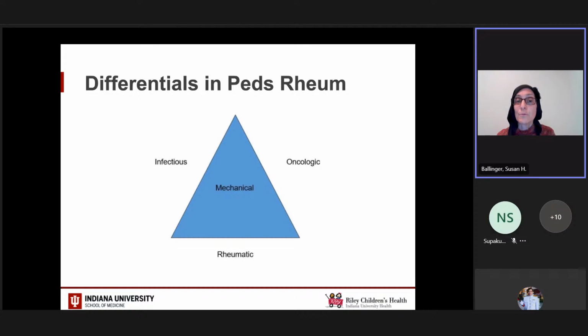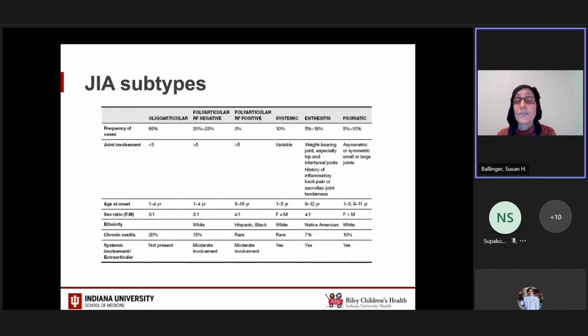We see a lot of patients with non-rheumatologic disease in our clinic, and we need to make those differentials so that we don't miss other more significant disease in patients. There are actually 7 subtypes of JIA. One subtype not on this list is other, which means there's a combination. And this is just to familiarize people who are not so familiar with all of our subtypes.